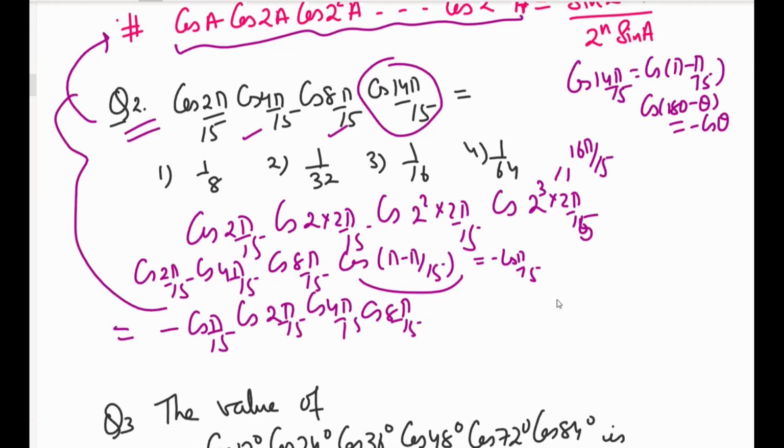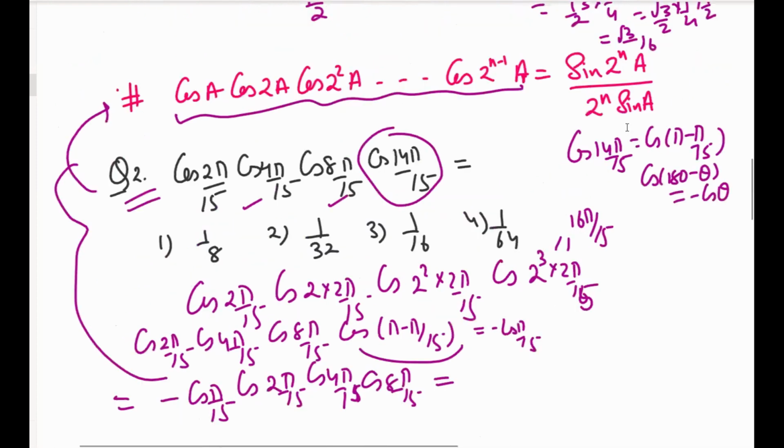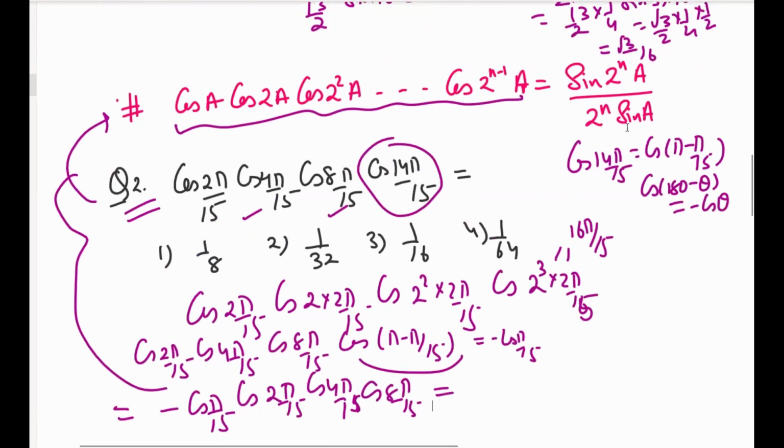Now if my A is pi by 15, then this is A. This is 2 into pi by 15, which is 2A. This is 2 square into A, and this is 2 cube into A. Okay. Now my RHS is here. What I have written here is sin 2^n, and I have to find n. So you can simply count the number of terms: 1, 2, 3, 4. So there are 4 terms.